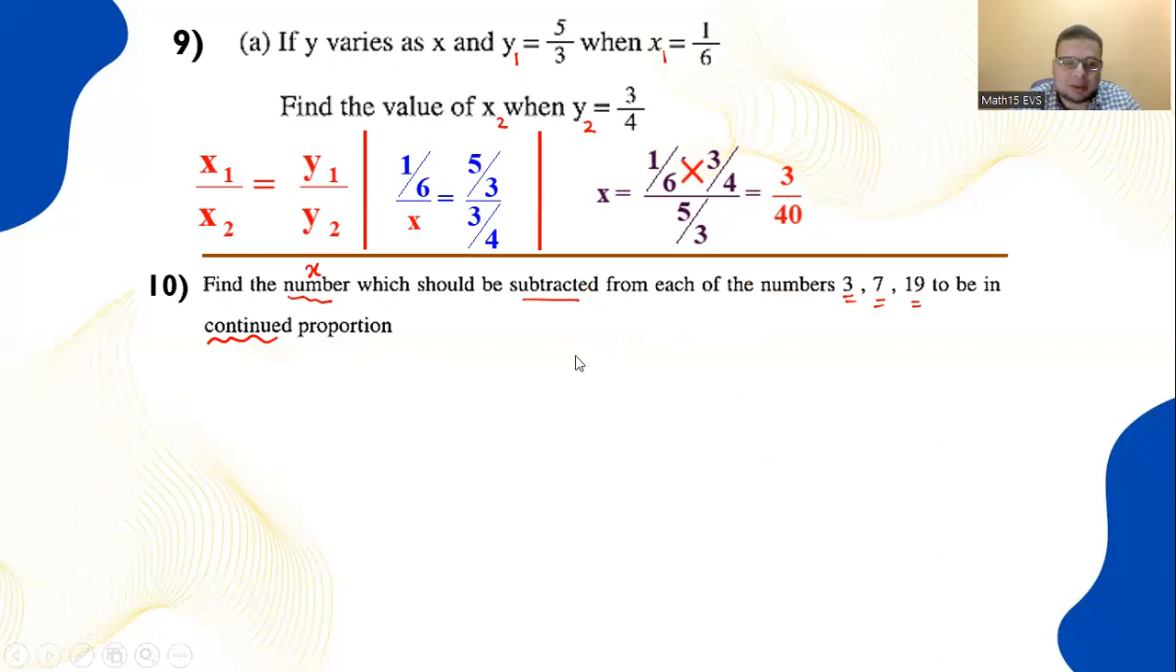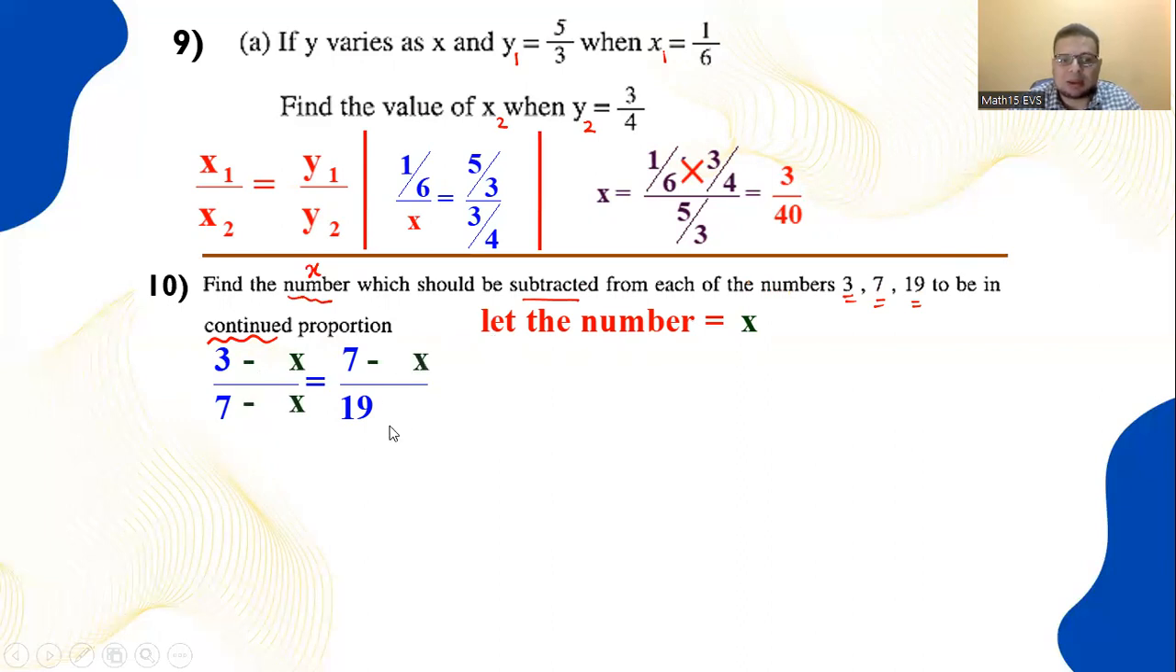Because this question is continuous, let the number equal x. Then 3 over 7, you will repeat 7 again, over 19, but you will subtract x from each term. 3 minus x, 7 minus x, 7 minus x, 19 minus x. You can get now x by using the cross multiplication. 3 minus x in bracket multiplied by 19 minus x in bracket equals 7 minus x times 7 minus x.